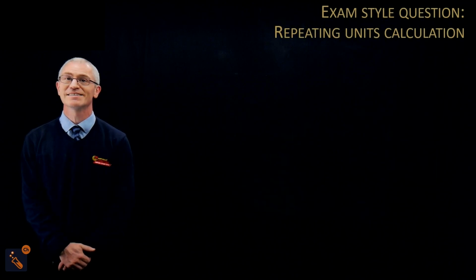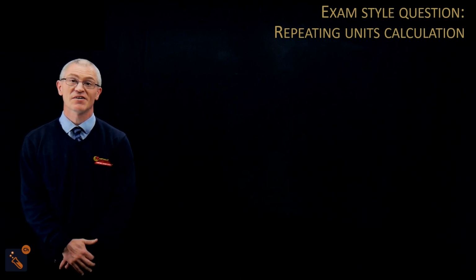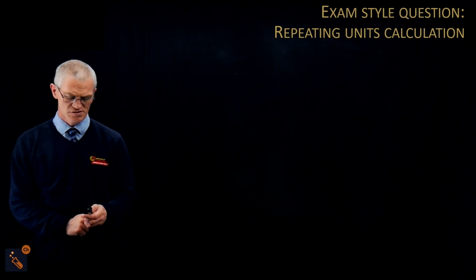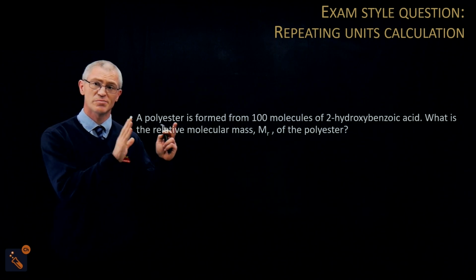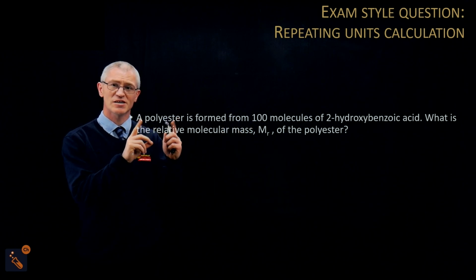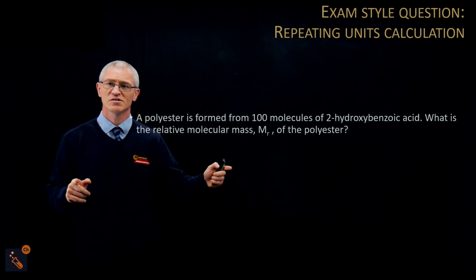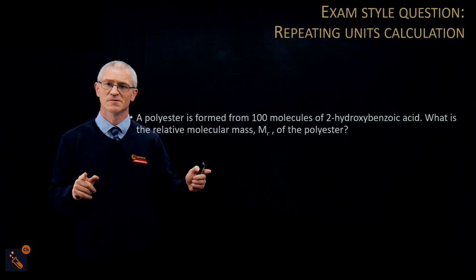Our next question is an exam style question on repeating units calculation, which often comes up. And I want to show you an easy way to navigate this question and do it. So the question shows you it's a polyester, formed from 100 molecules. So the rule here is if it says polyester and it gives you an exact number of molecules, you know that they form condensation reactions to form a polyester.